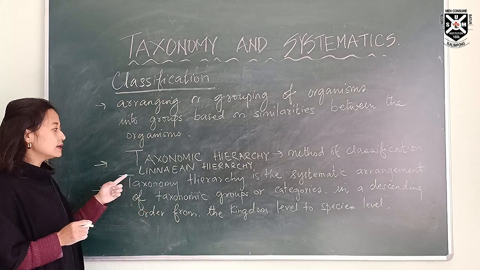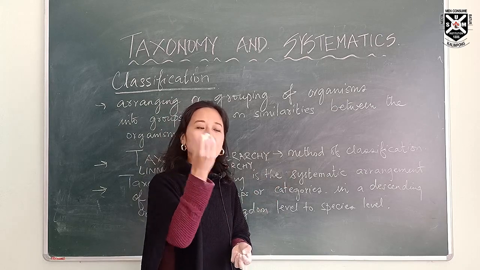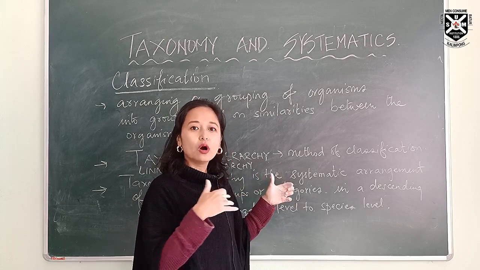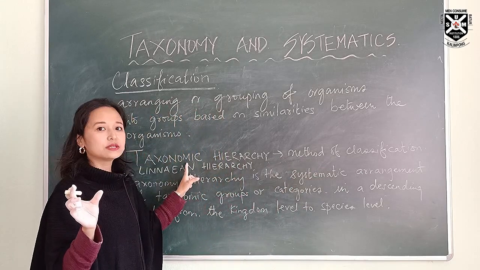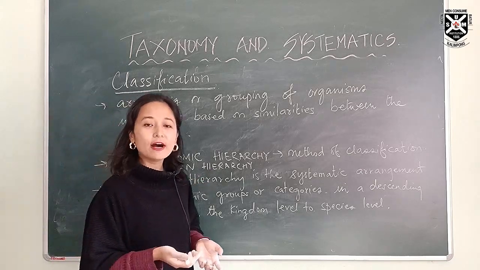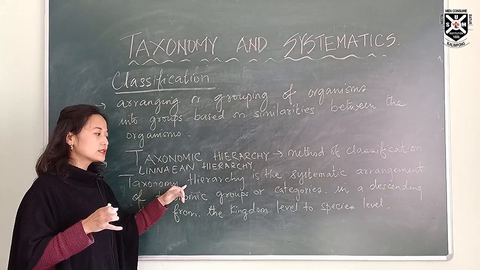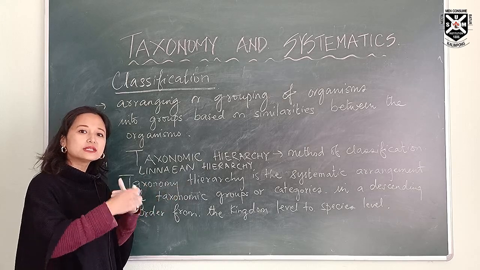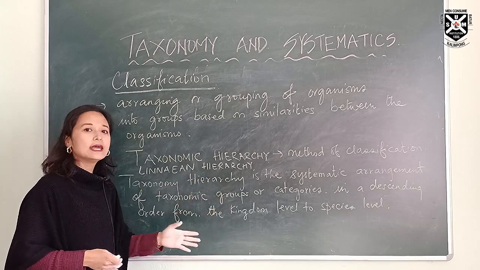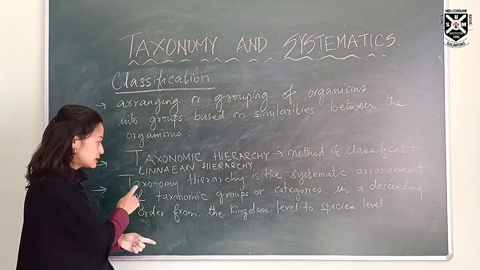It is a particular method of classification. If you want to classify an organism, you have to follow this particular rule of classifying, and that method is known as the taxonomic hierarchy or Linnaean hierarchy. How do we define taxonomic hierarchy? When we arrange organisms by this method, we have to arrange them systematically. So taxonomic hierarchy is the systematic arrangement of taxonomic groups or categories in a descending order from the highest rank to the lowest rank.